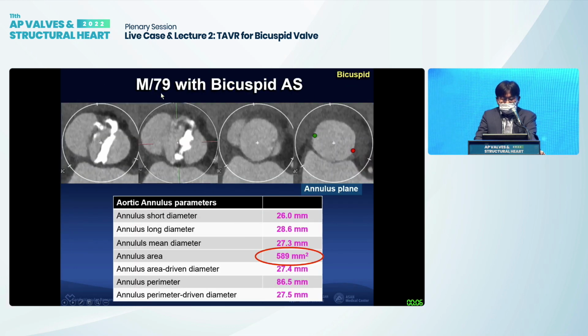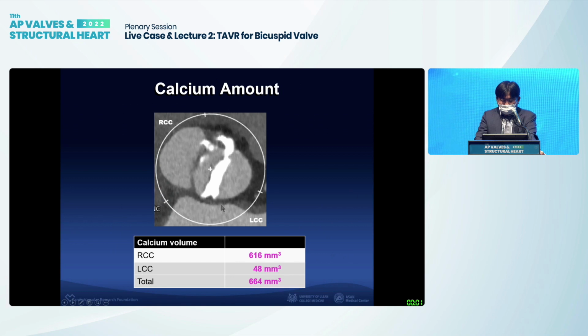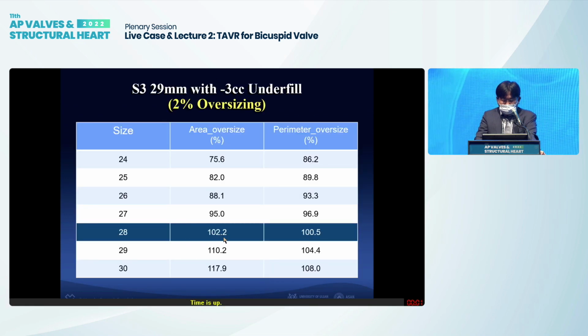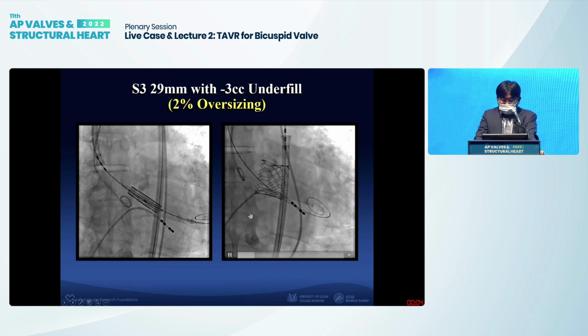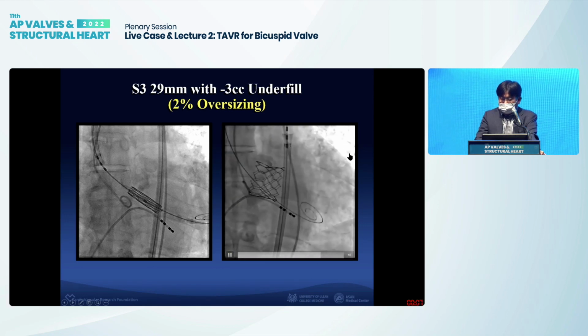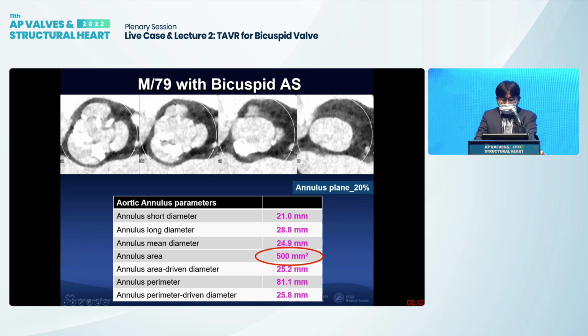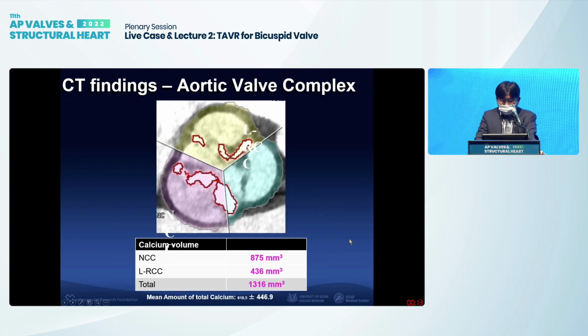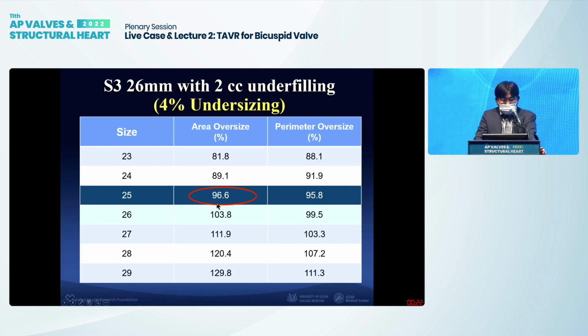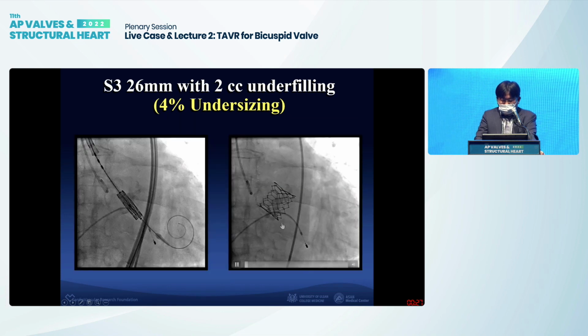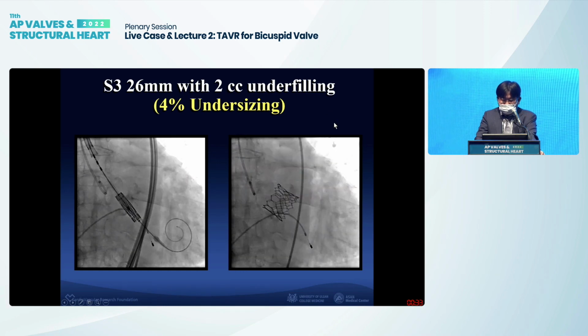This is a case of a 79-year-old male with bicuspid AS, annulus area 589, severe asymmetric calcification, with only 2% oversizing. The final result is acceptable. Another 79-year-old with bicuspid AS, annulus area 500, very severe aortic valve calcification of 1,300, one of the extreme cases. With 4% undersizing, the final angio is very acceptable, no leakage, very safe.